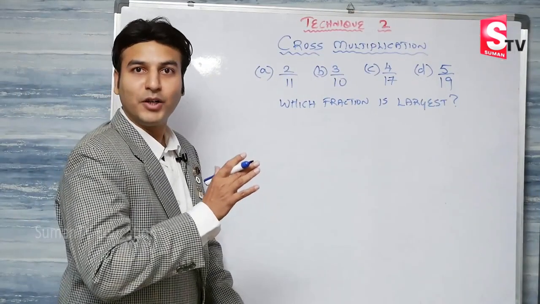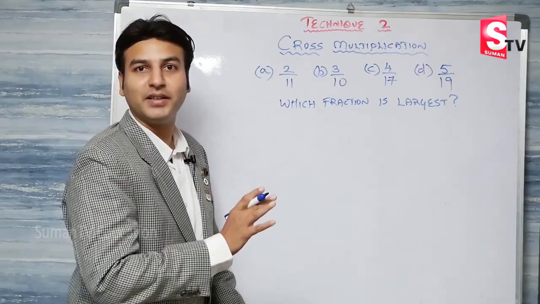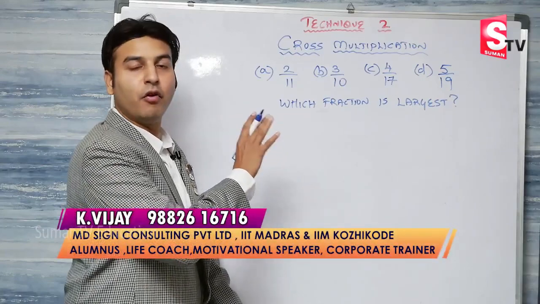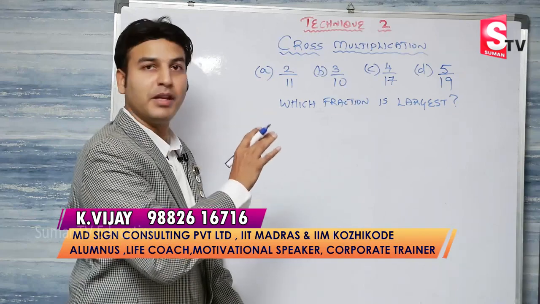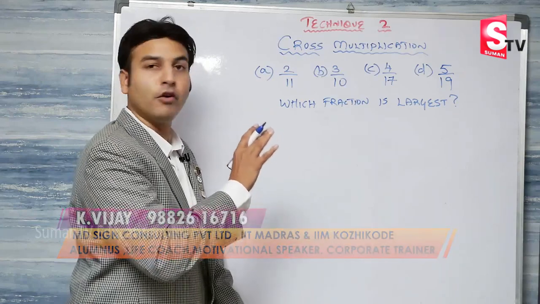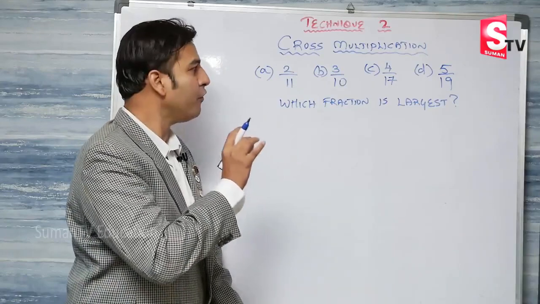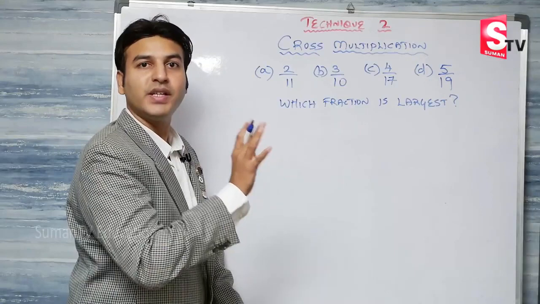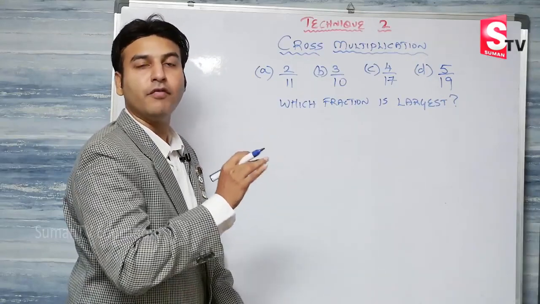The technique number 2 which I'm going to teach today is called the cross multiplication method. So over here on the board you can see that there are 4 different options. Option A is 2 by 11, option B is 3 by 10, option C is 4 by 17, and option D is 5 by 19. So I want to find out which fraction is the largest.